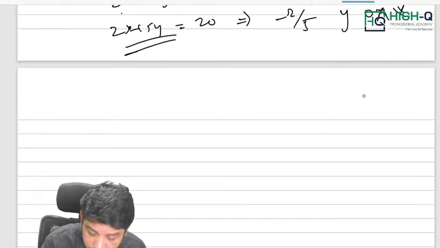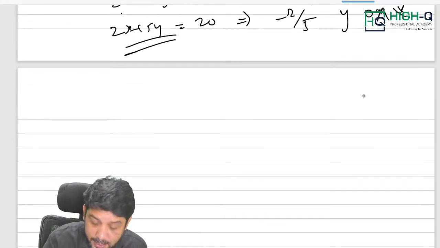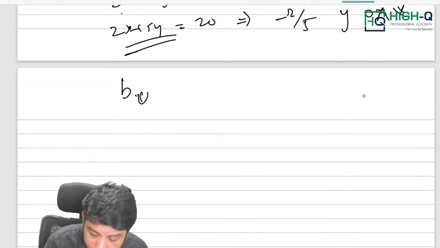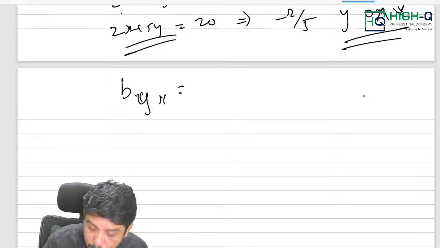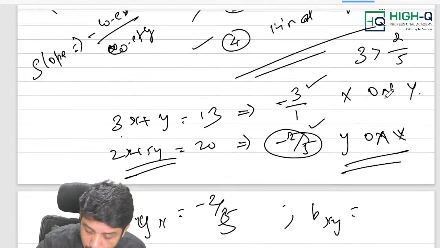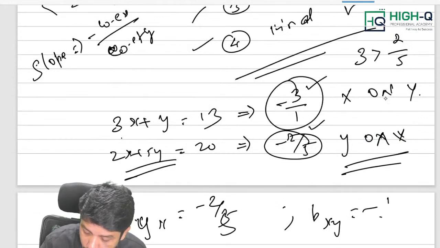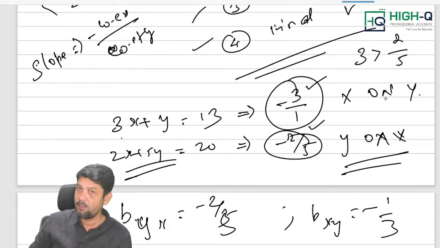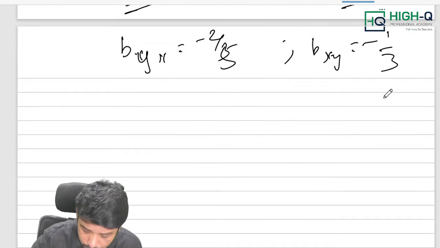Next, they ask you to find out regression coefficients bxy and byx. What is byx? Of course, byx is y on x. What is the slope? Minus 2 by 5. This is byx. Now, what is bxy? X on y. What is x on y? The reciprocal of the other. This is bxy.